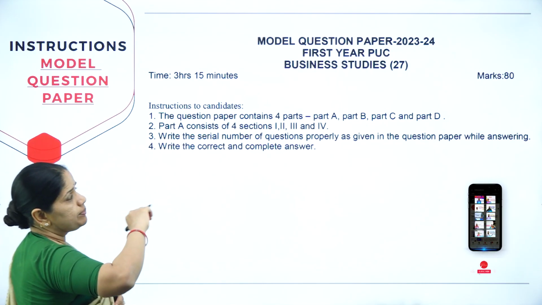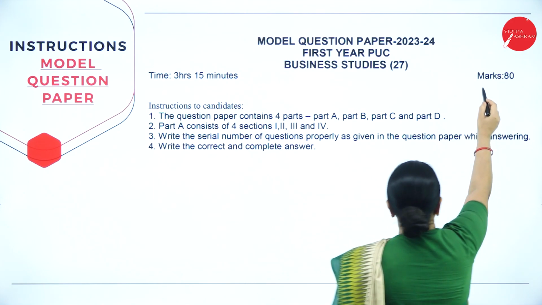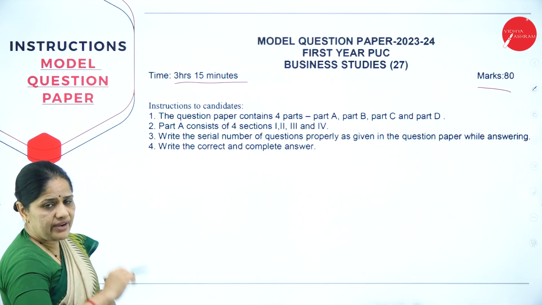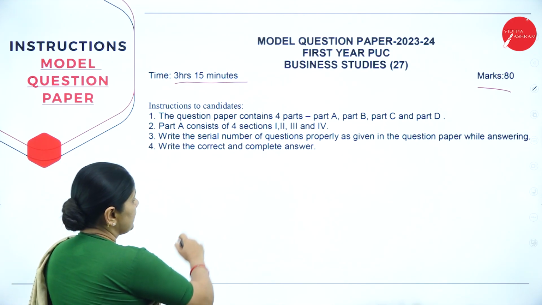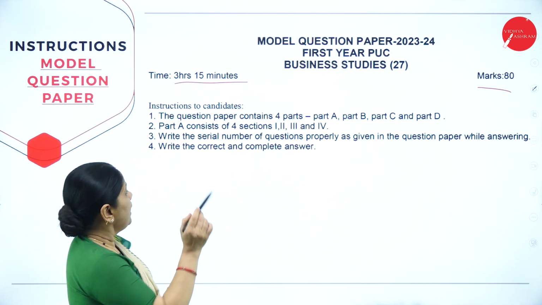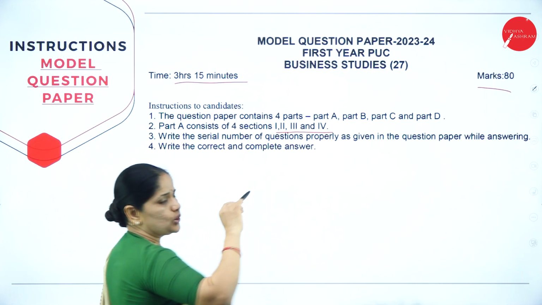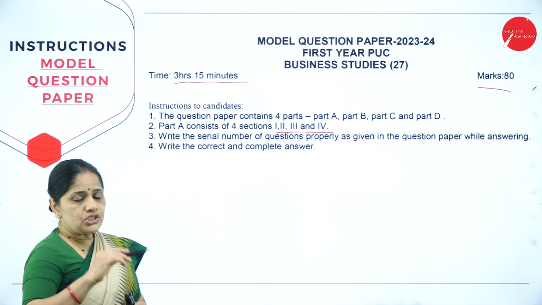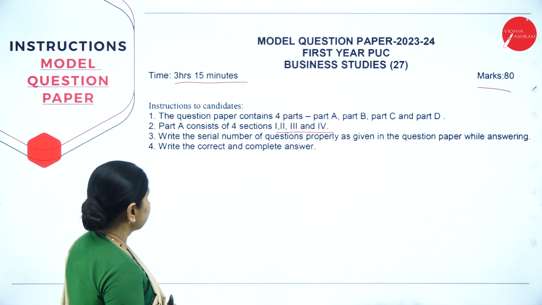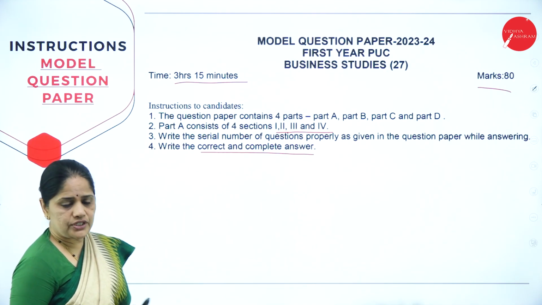So, this is the first year pre-university Model Question Paper. The maximum marks is 80. And the time limit is 3 hours 15 minutes. So they have given the instructions to the candidates here. The question paper consists of 4 parts, part A, B, C and D. Then part A consists of again 4 parts, 1, 2, 3, 4. Then the students are instructed to write the serial number of the questions correctly and write the correct and complete answer. So these are the instructions given to the students.